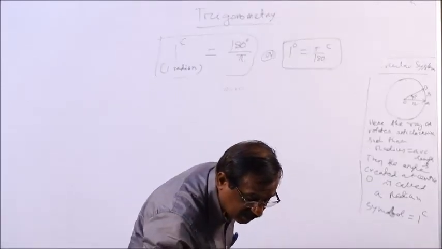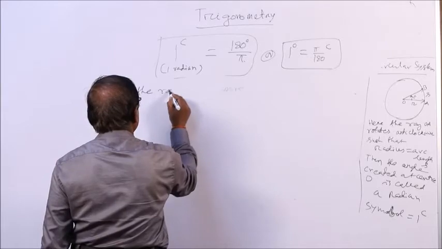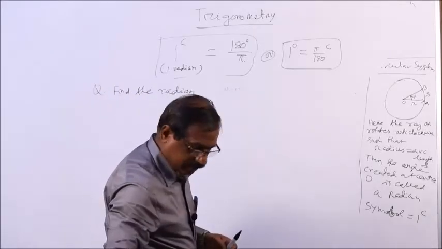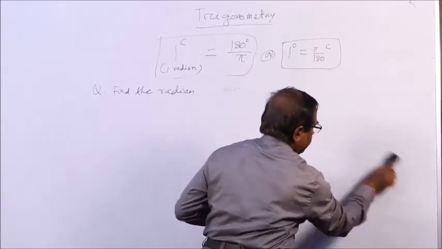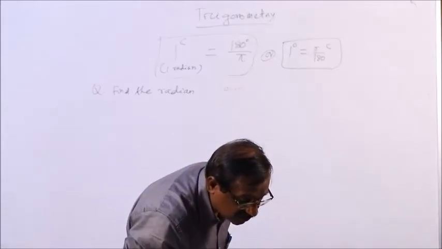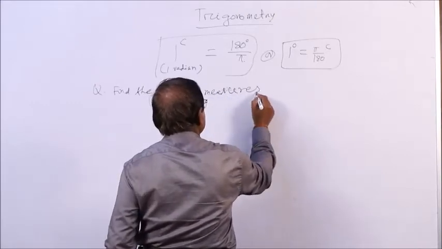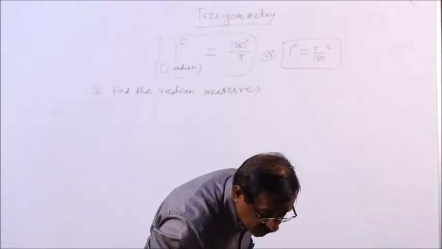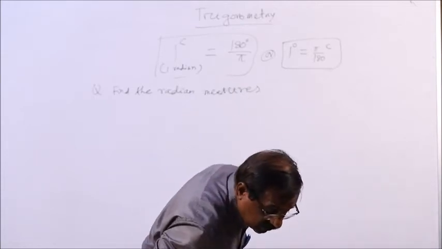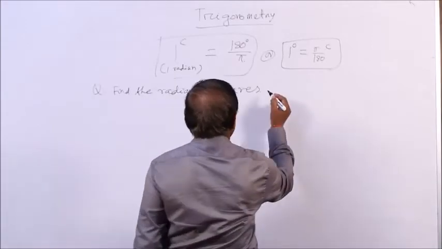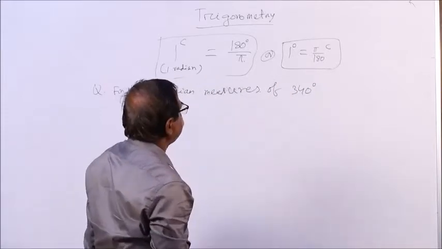Find the radian measure of the corresponding degree measure. Question: find the radian measure of 340 degrees. Answer.